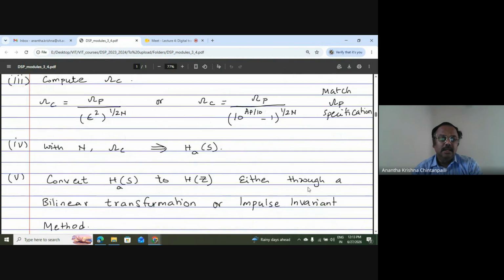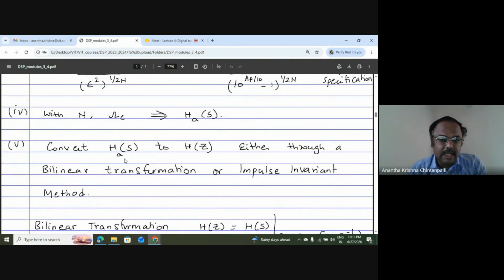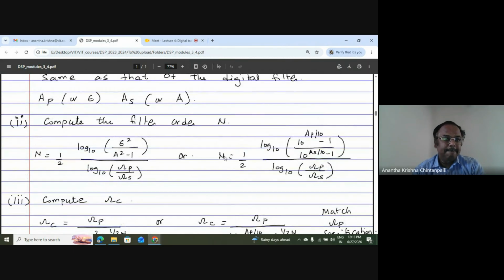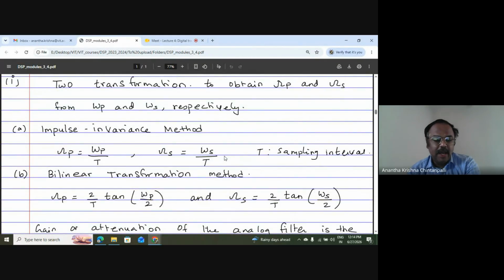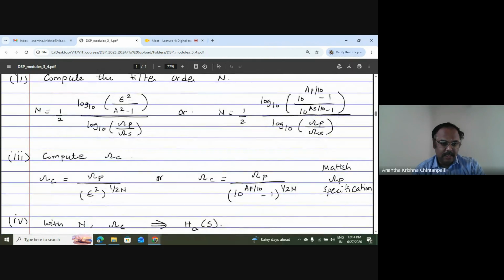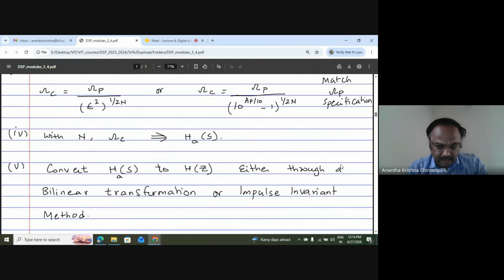Then you need to convert Ha(s) to H(z) either through a bilinear transformation or the impulse invariance method. So if in step 1 you have used the impulse invariance method, then at the last step use the impulse invariance method. Last step meaning step 5. If you have used a bilinear transformation in step 1, then you have to use a bilinear transformation at step 5. So just make sure that you match the same approach. Okay.